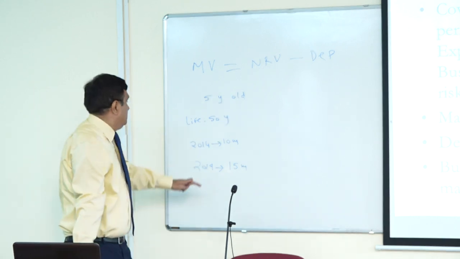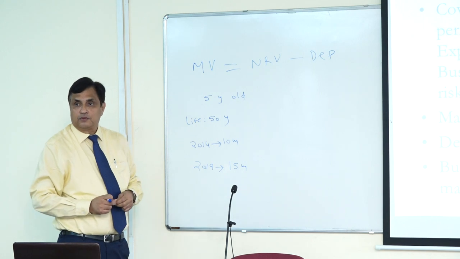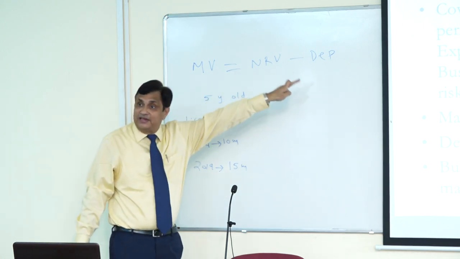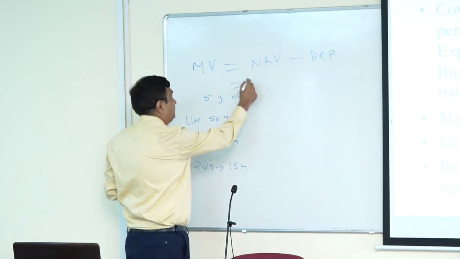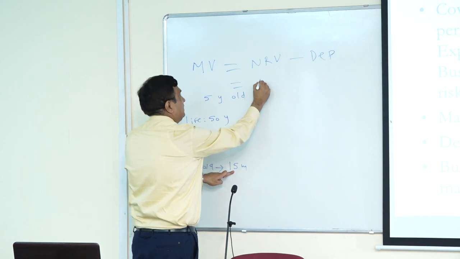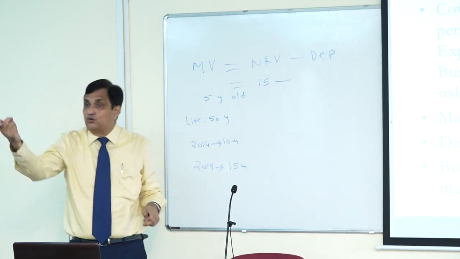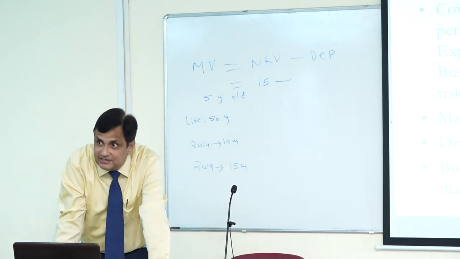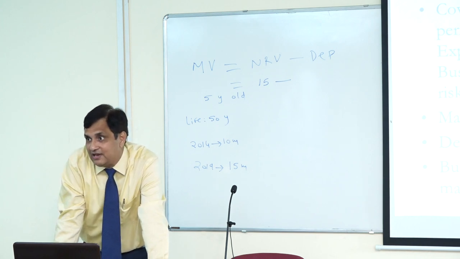Now, if you want to know the market value, we said it is new replacement value minus depreciation. So what should I do? New replacement value is 15 minus depreciation. I told you, it should be applied on a straight line method. Straight line method means the age divided by the life.